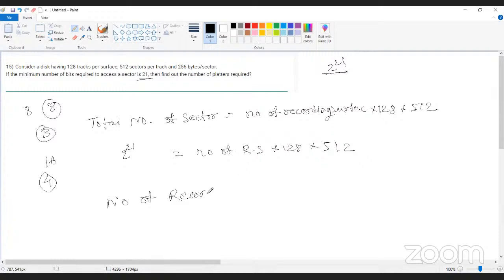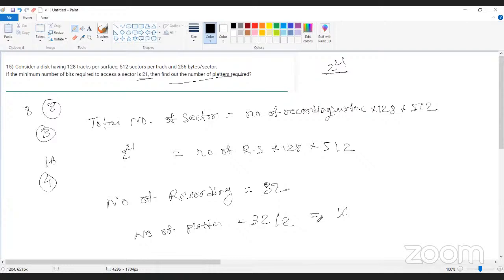Got it. So the number of recording surfaces, if you solve, you can get 32. Then the number of platters will be 32 by 2, equal to 16. Any doubt in this question?